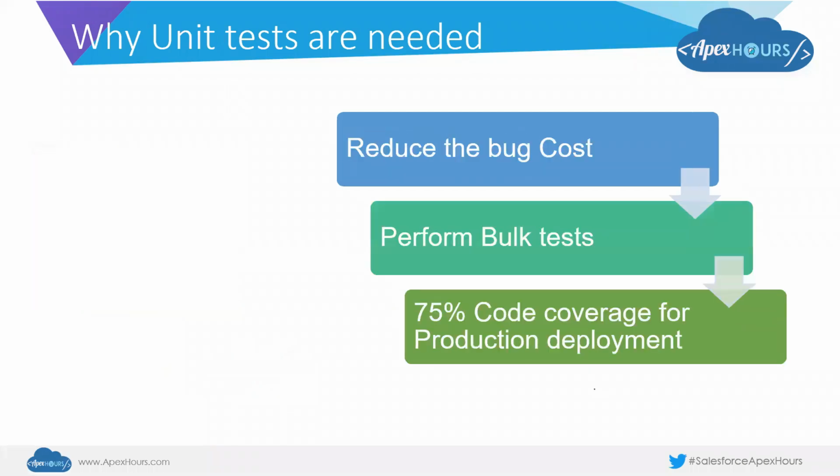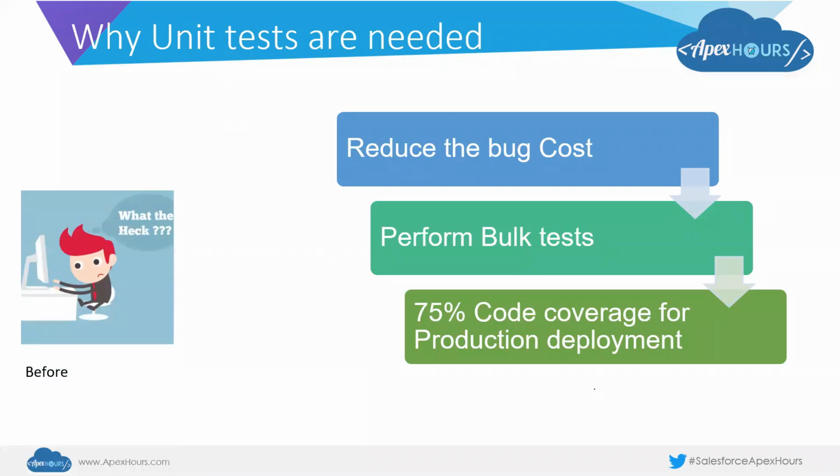Then we have another point, which is to reduce bug cost. Consider a scenario where you've deployed your code without writing a unit test. The testing team has worked and the code is live in the production environment, and customers are using it. But if you are not writing unit tests for your code, there are ample possibilities which are going to break your code. In that case, you will be wondering why you did not test it, or that you should have written a unit test for that.